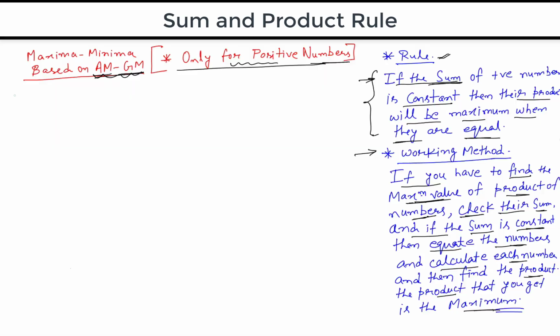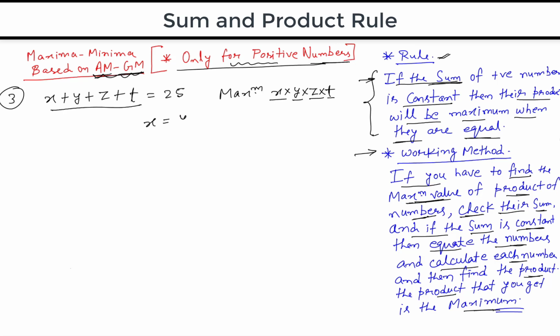Let's take another question. If I give you x plus y plus z plus t equal to 25, find the maximum value of x into y into z into t. I think by now you can see that the sum of these 4 numbers is already given. So straight away you can say that x is equal to y is equal to z is equal to t, which should be equal to 25 divided by 4. Don't worry about the numbers being natural or not. That doesn't matter anyways. So each number is 25 by 4.